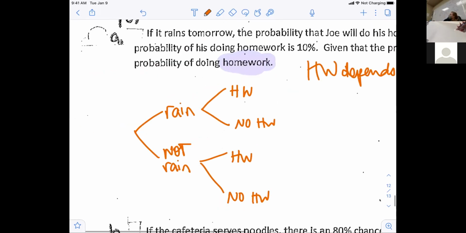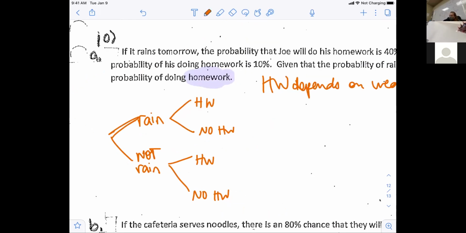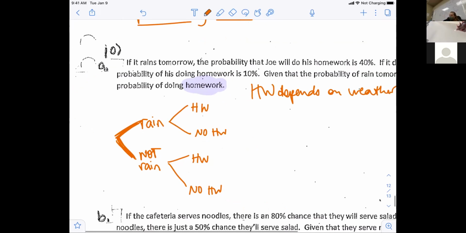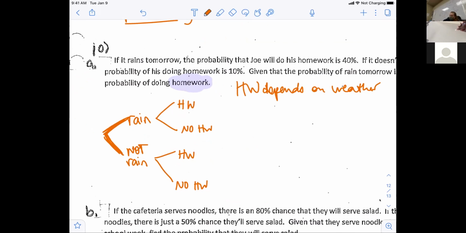So I've got this little sideways factor tree. You can make it up and down if that makes you happy. That looks like a factor tree to me, so I like to keep my trees looking different. On the little branches, we're going to write the probability of that happening. So the first probability we read is that if it rains, the probability that Joe will do his homework is 40%. That goes right here.